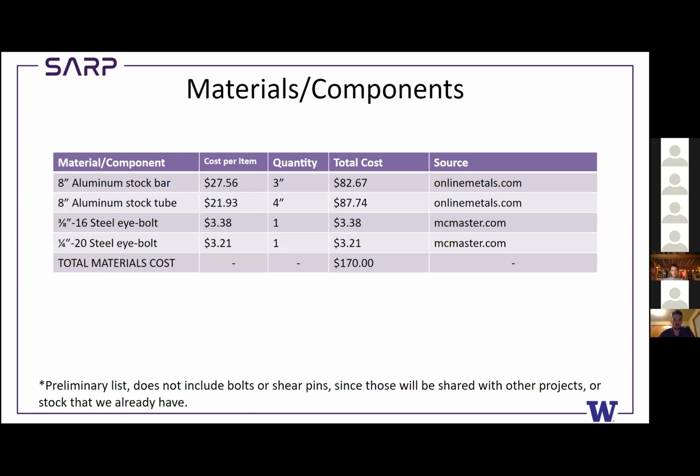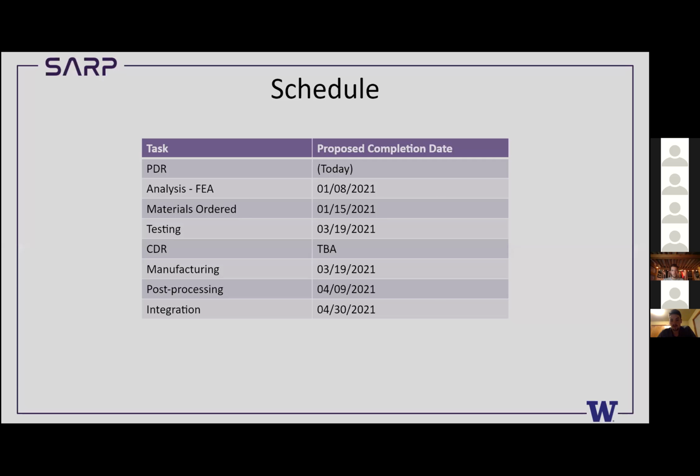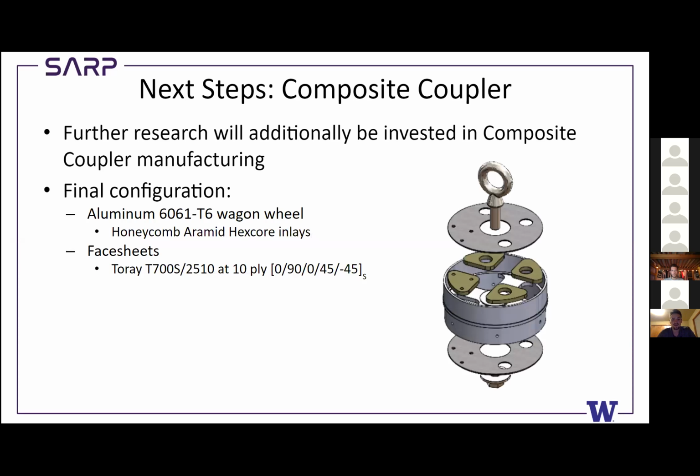Next slide, please. All right, so here is our materials and components cost. Basically, a bulk of our cost is because of this 8-inch aluminum stock. So we're proposing about $170 this year as we're restarting our part. And then here's our schedule. Again, all dependent upon if the ME machine shop does reopen. That's about it. I'll hand it back off to Alex.